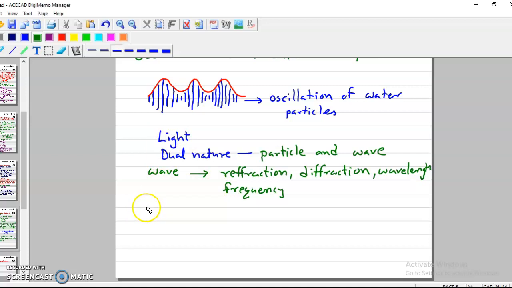But light also shows particle nature. Now how is light a particle? This was proved by two scientists, Heisenberg and Einstein. Heisenberg's quantum theory, not Heisenberg, but Max Planck. According to Max Planck's quantum theory, light is having dual nature and light particle is known as quanta.